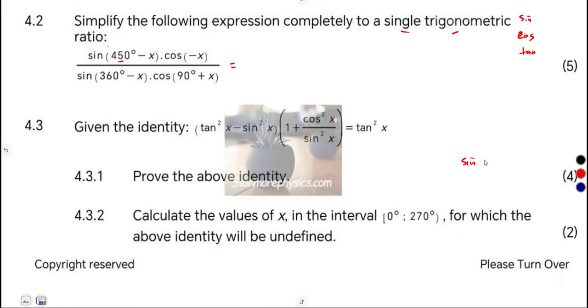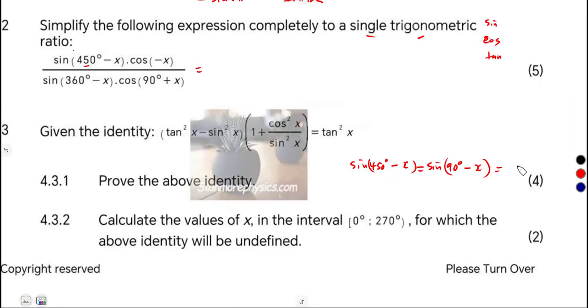So it is the same as the sine of 90 degrees minus x. All right, the sine of 450 degrees minus x is the same as the sine of 90 degrees minus x, which is the same as the cos of x, from our co-function concept. So it's going to give us the cos of x times cos of minus x from our reduction.